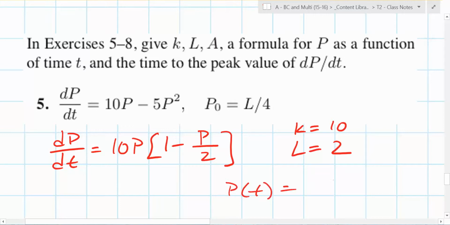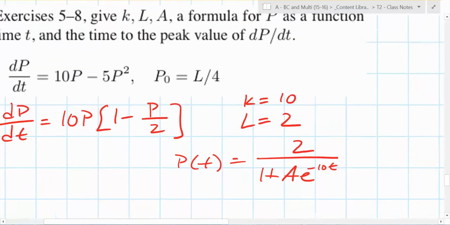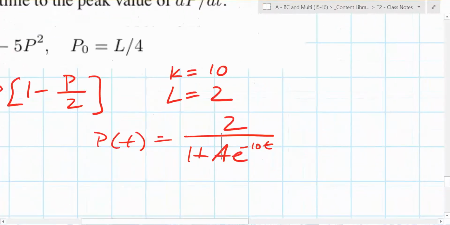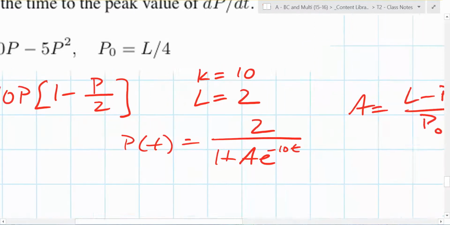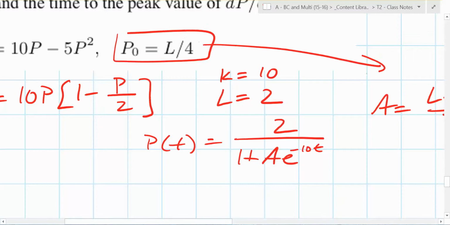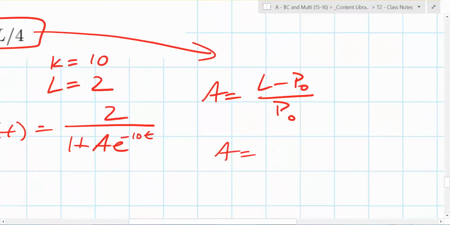Did you memorize the formula already? P of t is L over what? Anybody remember? 1 plus A e to the negative kt. Is k 10 in this case, right? And what's L? 2. Is that correct? I think that's correct. But what does our A value equal? Do you remember? L minus P naught over P naught. And does it tell us what P naught is right here? Yeah, it does.